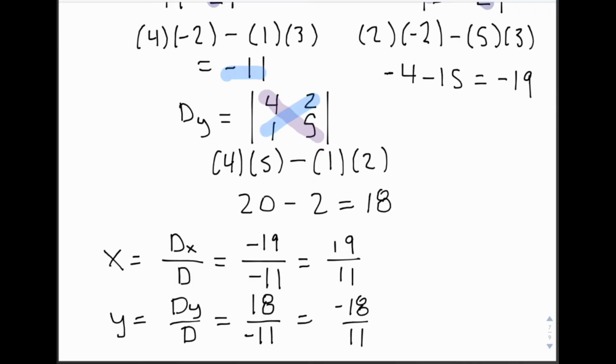So now we have our x and our y values. We can go ahead and put that into a solution set here. So what's our x value? Well, we found it was 19/11. And our y value we found was -18/11. And we should be good to go.